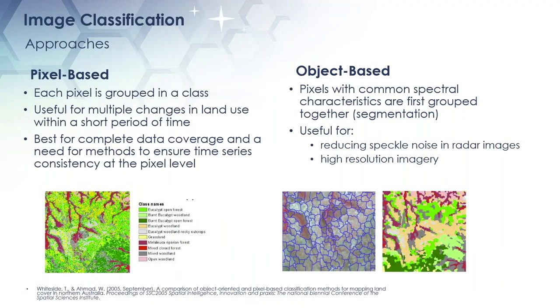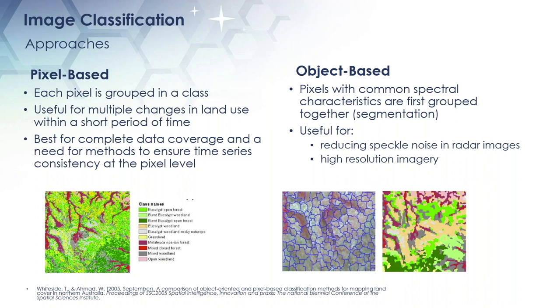There are many different ways to classify imagery, but almost all can be categorized into two approaches: pixel-based and object-based. In pixel-based approaches, each pixel is grouped into a spectrally similar class, as this is the method that I've been discussing. These approaches are most useful where there are multiple changes in land use within a short period of time, and are best suited when there is wall-to-wall data coverage and time series consistency at the pixel level.